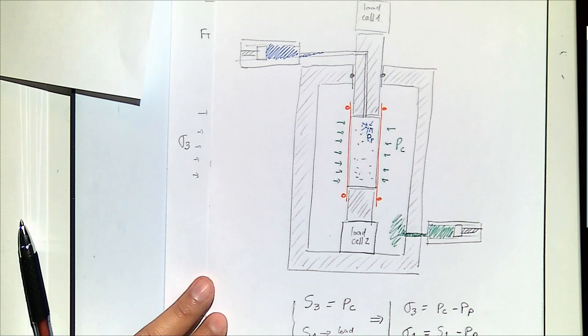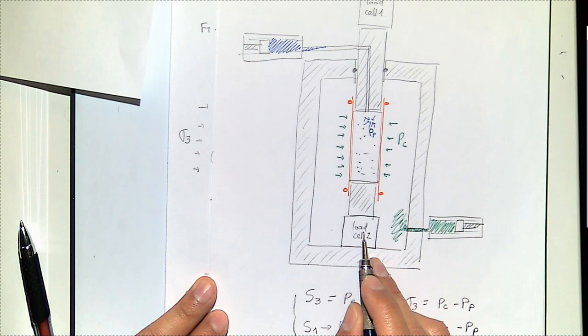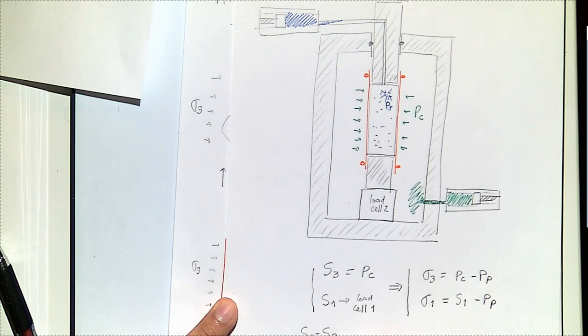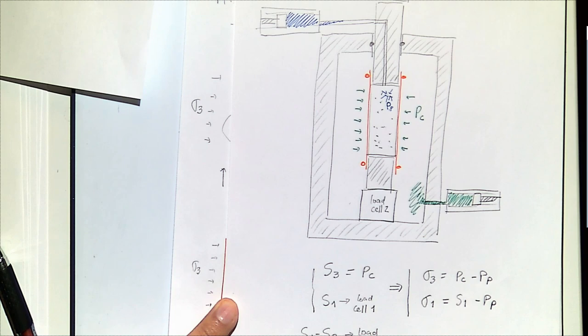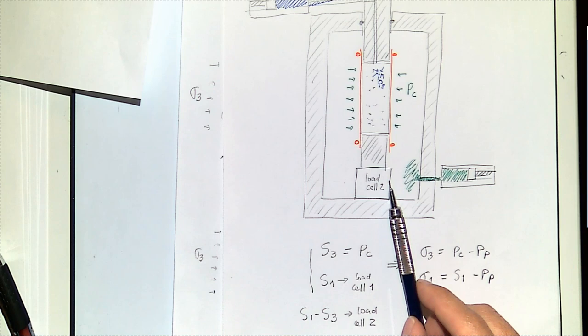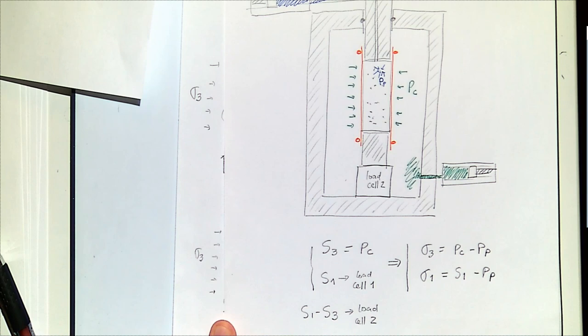Some other times, we use another load cell over here that doesn't feel the confining pressure, but just measures the force that is actually applied on the rock. And that load cell number 2 is going to measure S1 minus S3. It depends on which device you're using, but usually the most accurate devices have a load cell inside the pressure vessel that tells you what the value of S1 minus S3 is. So if you want the value of S1, you need to add confining pressure to that. And you're going to need this, I think, later on, if I remember correctly, in another homework.